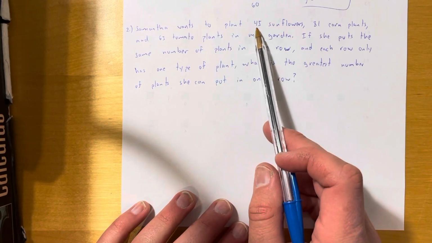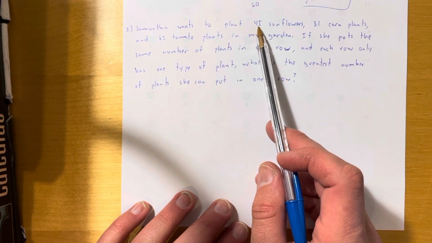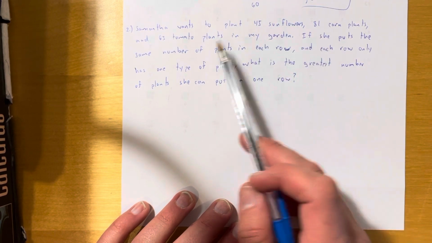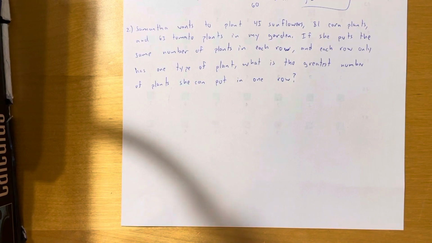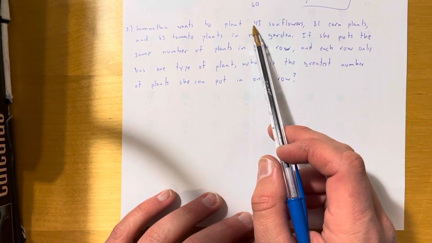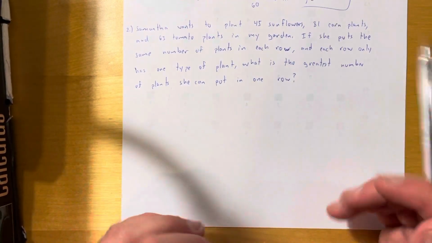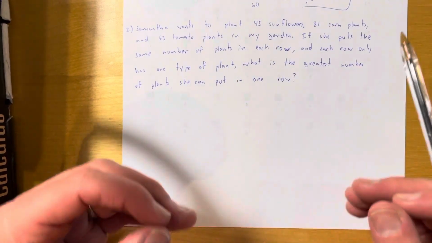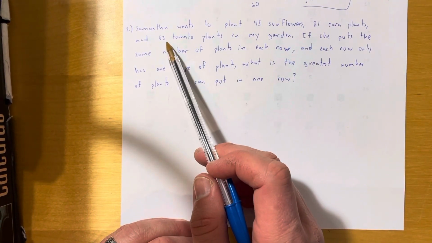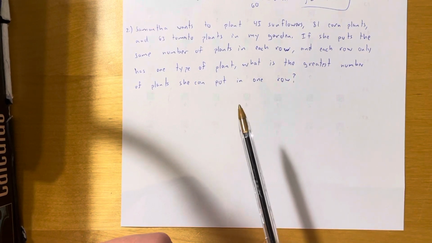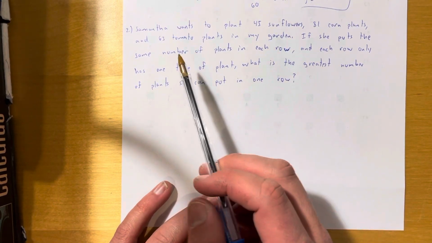So you can think of that as dividing each of these numbers up into equal parts. Okay, so we want to divide 45 by something to get an equal number of parts. We want to divide 81 by something to get an equal number of parts, and 63 up into an equal number of parts, or groups, or rows, or whatever you want to call that.